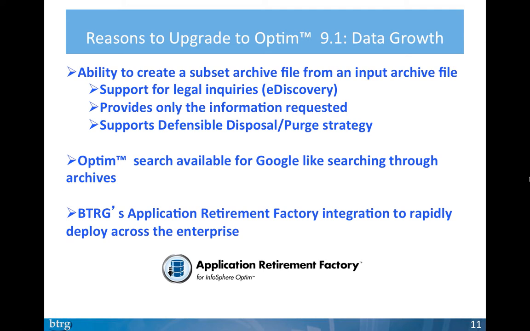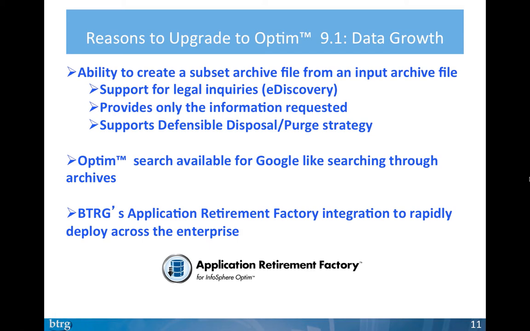Then there's Optum Search, which really is Google-like searching through your archives, and we'll show some screenshots of that. And we at BTRG have several solutions. I'll talk about them a little more, but one is our Application Retirement Factory, which really supports archiving and application retirement, with rapid deployment and acceleration of deployment across your enterprise.